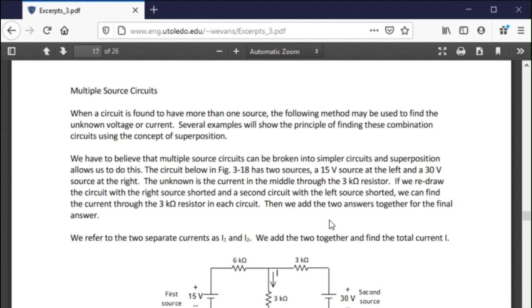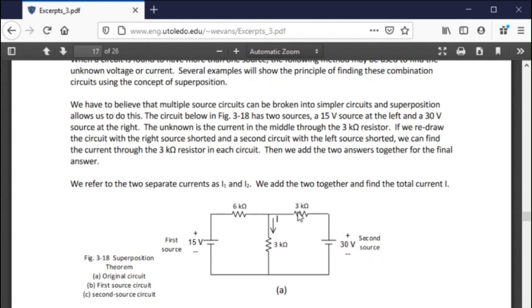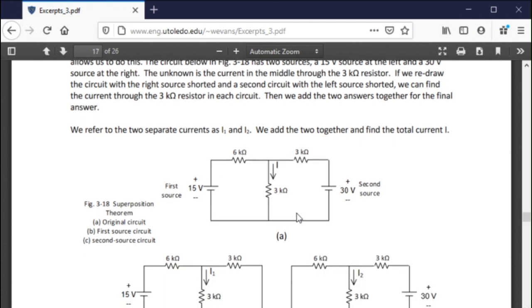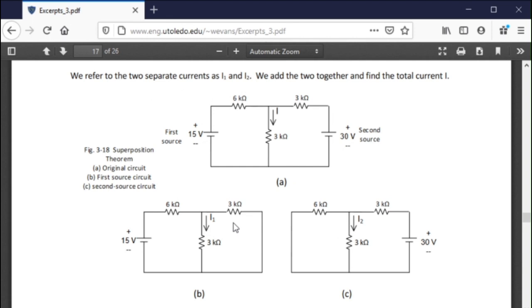And right here, we have a circuit. It's called the superposition theorem. This is superposition. What you can do is look at the circuit from the point of view of the first power supply, and then look at it from the point of view of the second power supply, and then you can add the results together, and that gives you the final answer.